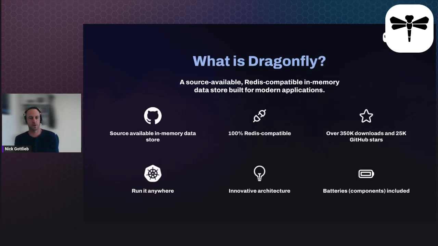So first, what is Dragonfly, right? It's a source available, meaning the code is up on GitHub, Redis compatible, meaning that the API is the same, in-memory data store that's built for modern applications. So let's go into a little more detail into each of these items you see here.